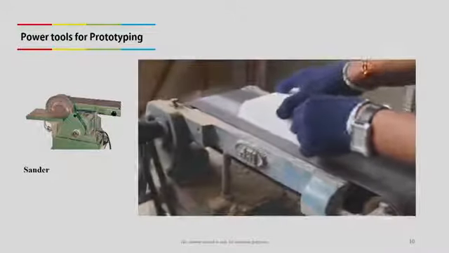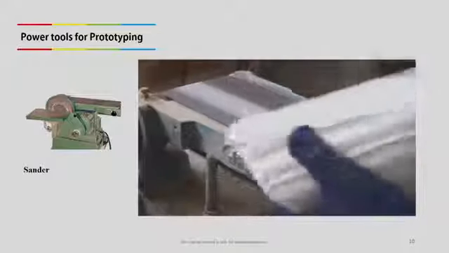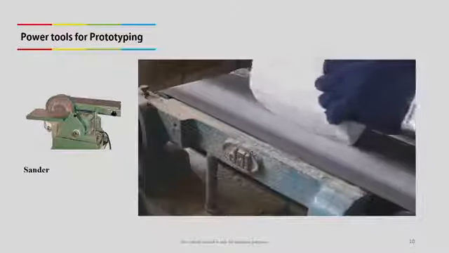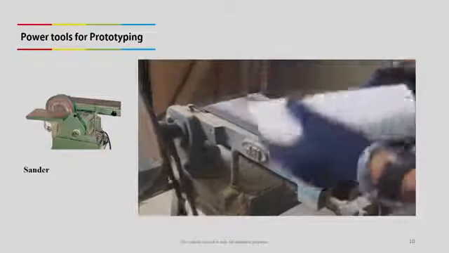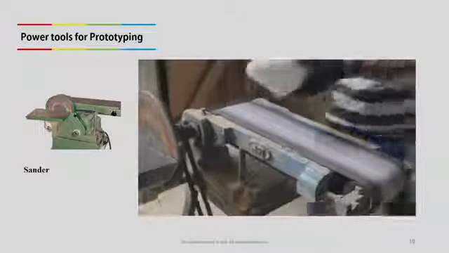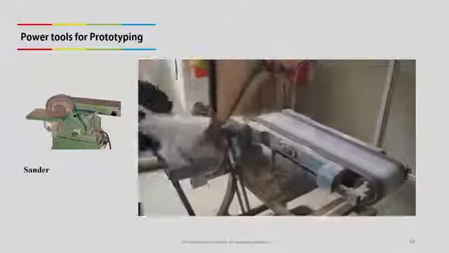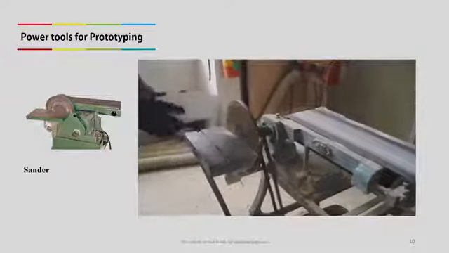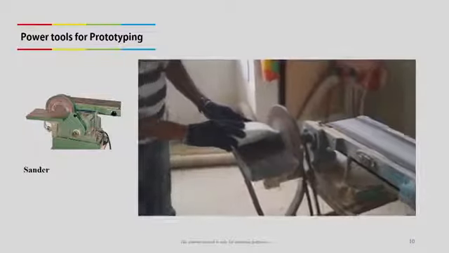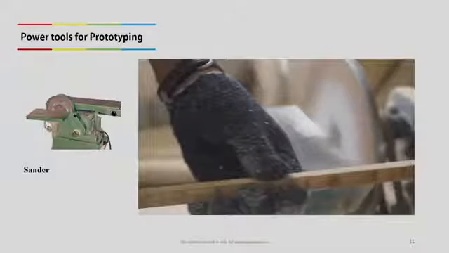In belt sander, you can give form to thermocol, PU foam, and any other soft material such as plywood, wood, etc. So, now let us see how to use the disc sander.